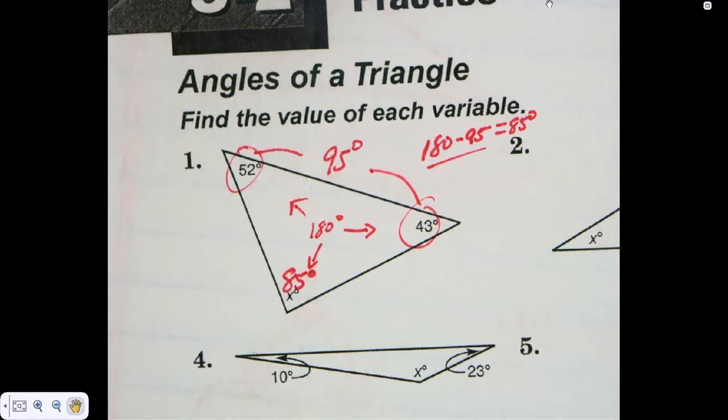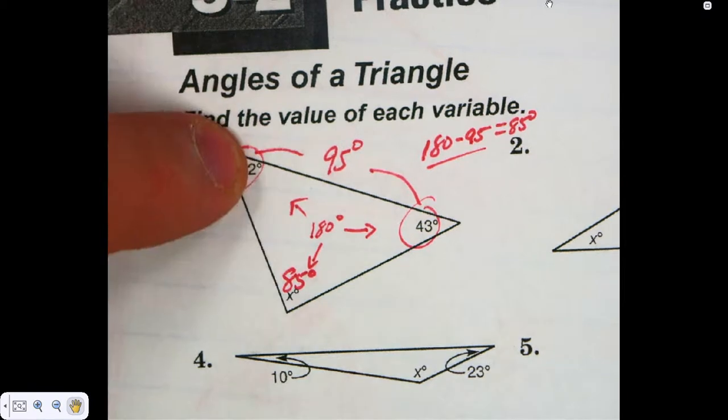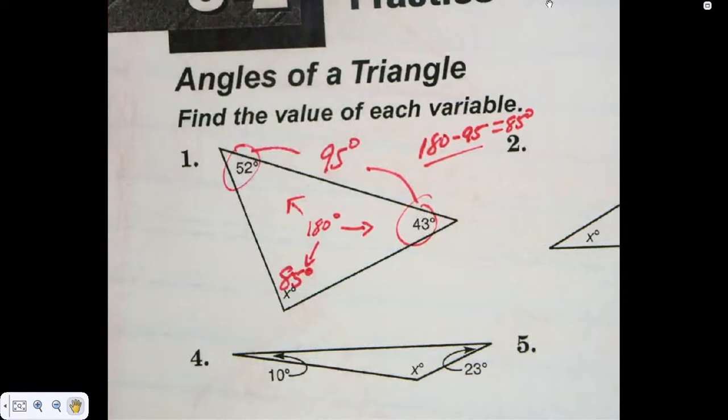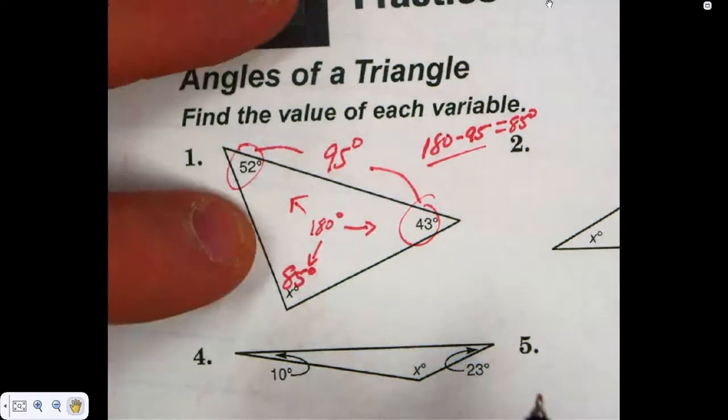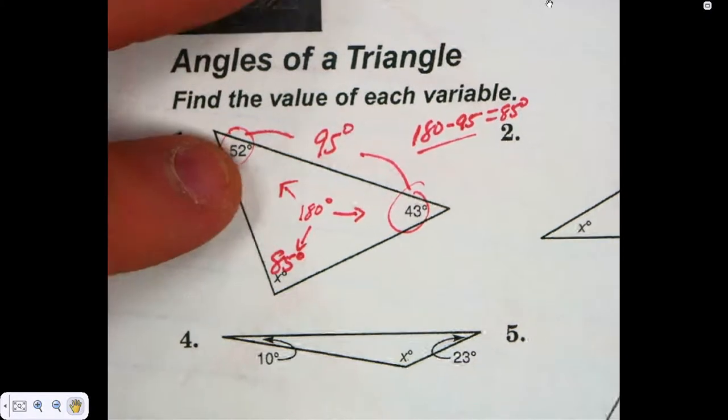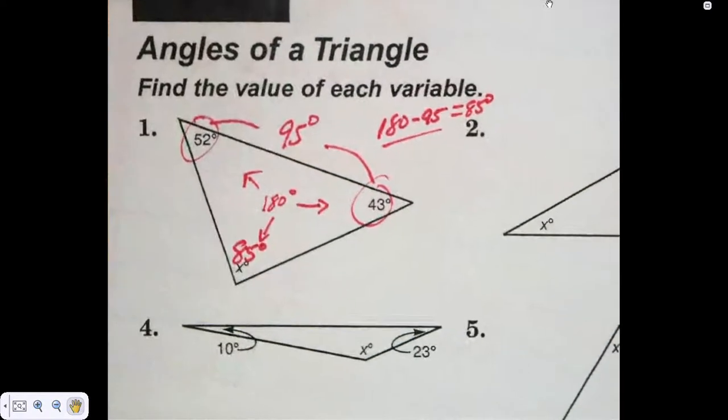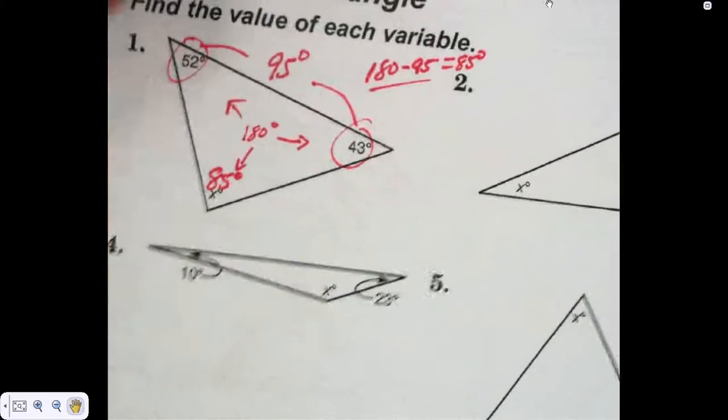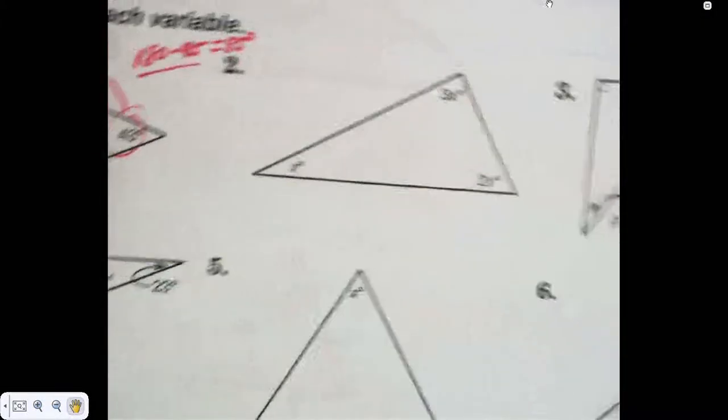Once again, all they told you was this and that, and to find the variable. They wanted you to see that and know that the angles add to 180. Now, they're not always going to be that straightforward. Sometimes you're going to have things that you have to make an equation with.